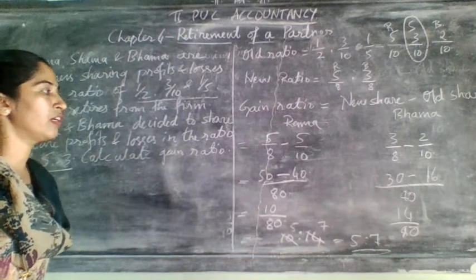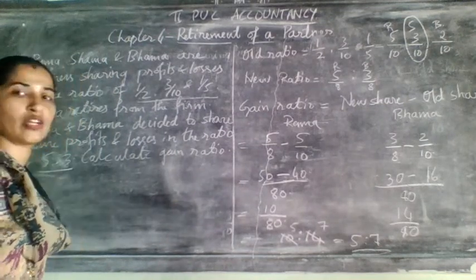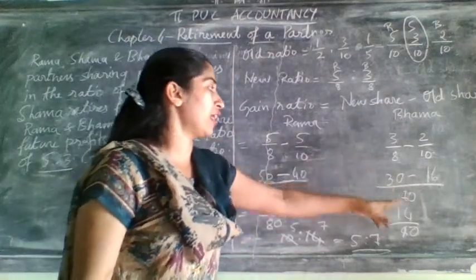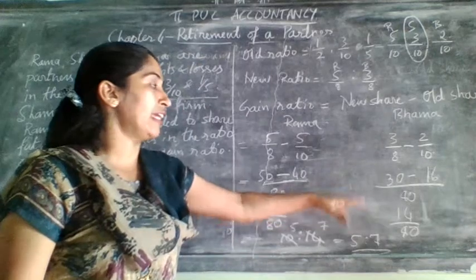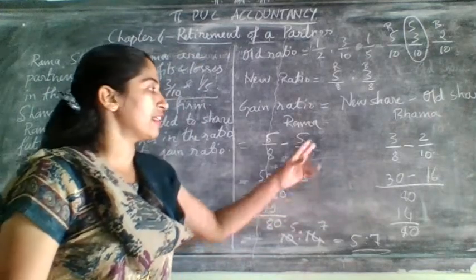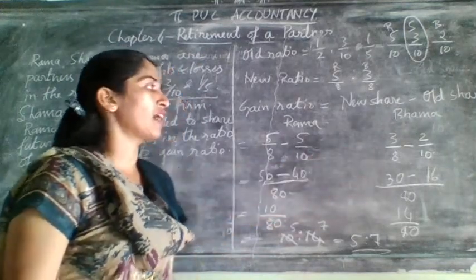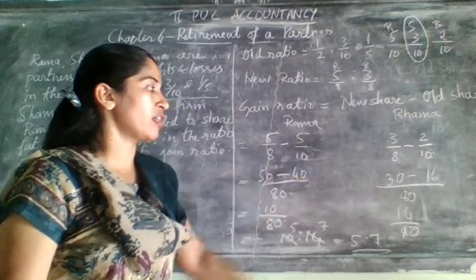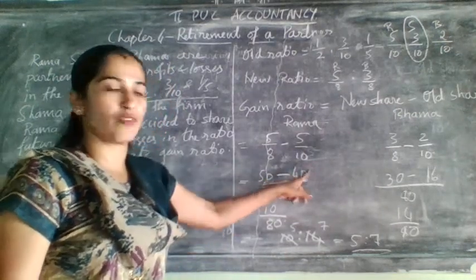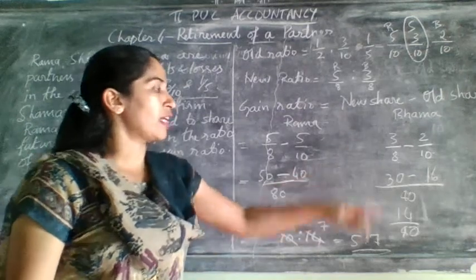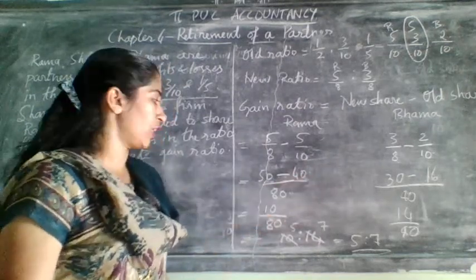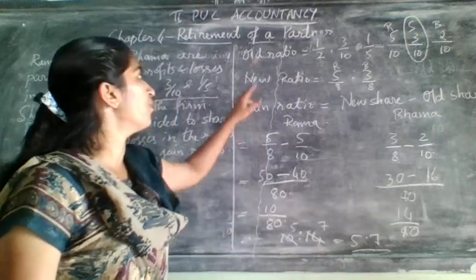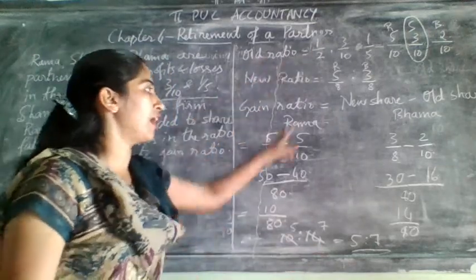Next, in the same way, that side also. That is Bama's. So 8 into 10, 80. 80 divided by 8, 10. 10 3s are 30. Next 80 divided by 10, you will get 8. 8 2s are 16. So 50 minus 40, it will come to 10. 30 minus 16, it will come to 14. So 10 and 14 are the gain ratio of Rama and Bama.